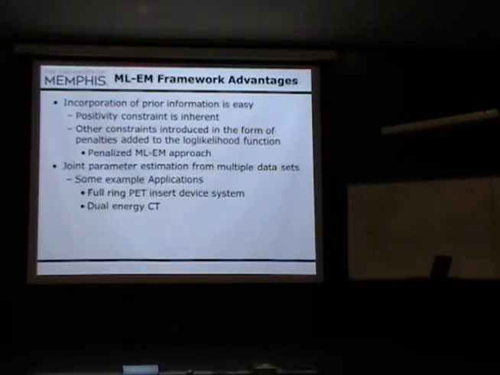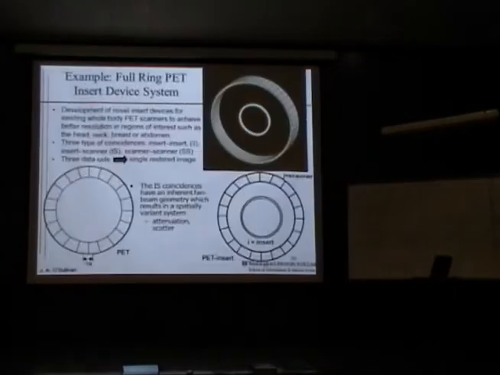First of all, the positivity constraint is inherent, because the comparison of the data and the model that I showed earlier is a division. We never subtract anything, right? So we never produce negative values as a solution. Other constraints are introduced as penalties. Another advantage of this framework that I want to mention is that you can do joint estimation using multiple data sets from different imaging conditions. And the examples that I want to show you next, and end with, are from PET and from CT, okay?